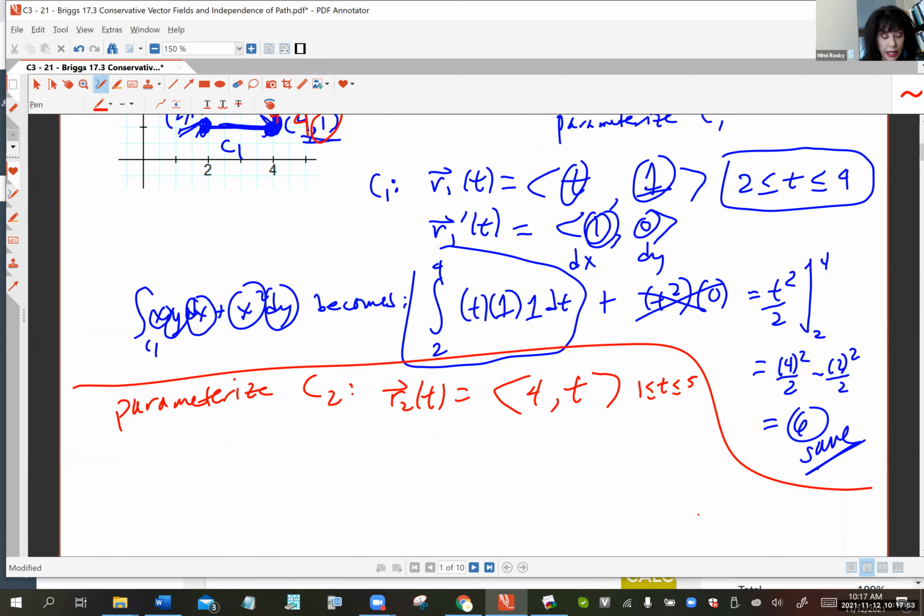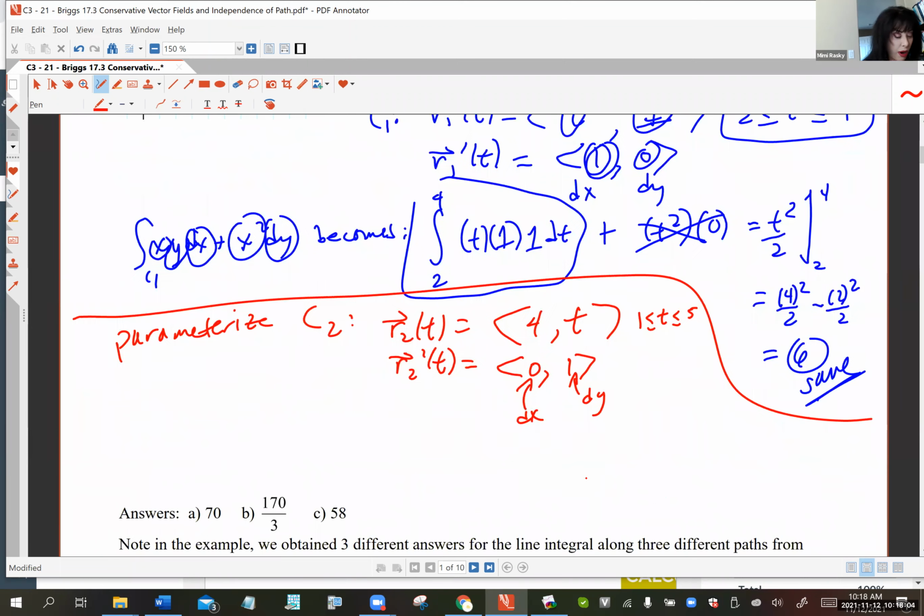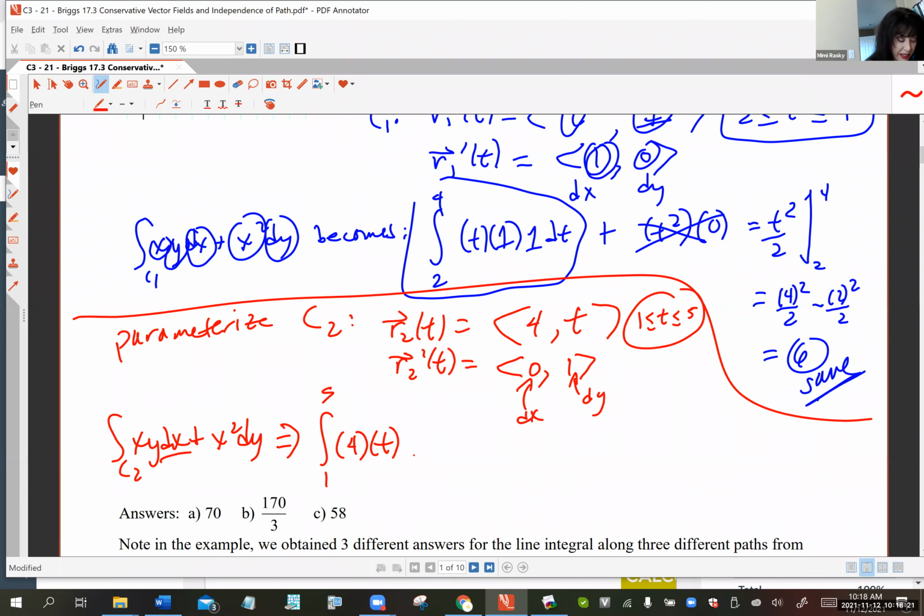And since y starts at 1 and finishes at 5, how about we let time go from 1 second to 5 seconds? That'll work. And then we go ahead and get R2 prime, which is easy. It's just 0, 1. And remember, this is going to be the dx, and this y component will be the dy. So then this line integral xy dx plus x squared dy becomes the line integral from 1 to 5. And then x times y will be 4 times t. And then dx is 0. Oh, that's nice because that term goes away.